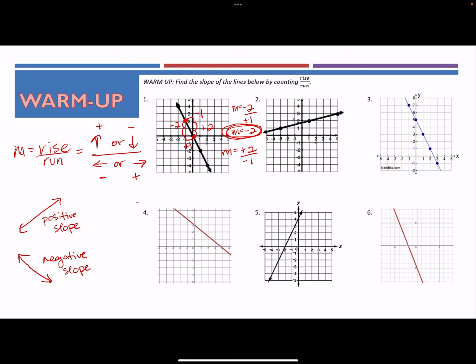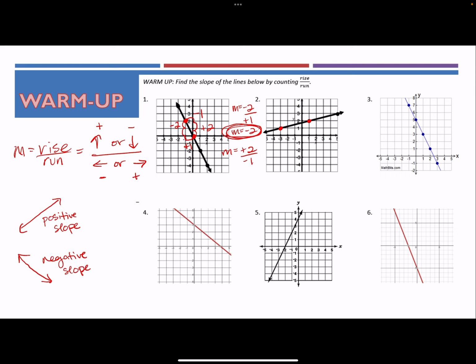All right, number 2. Again, I have some points that are drawn in. Notice the line is going through the grid marks exactly. So that's how I know exactly where the points are. You'll see in numbers 1, 2, and 3, the points are drawn for me. In 4, 5, and 6, we're going to have to find them ourselves.